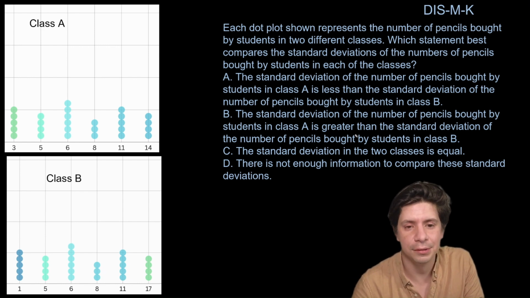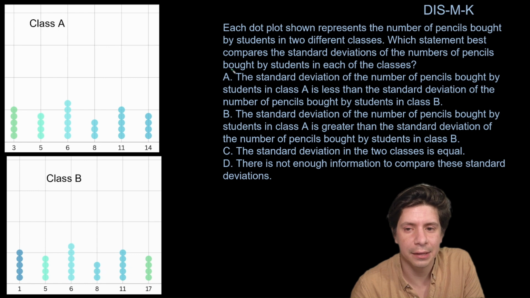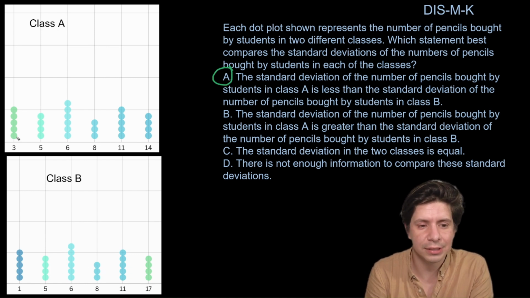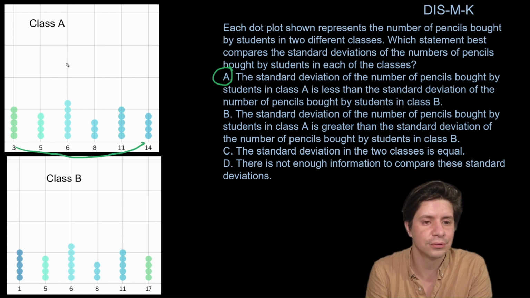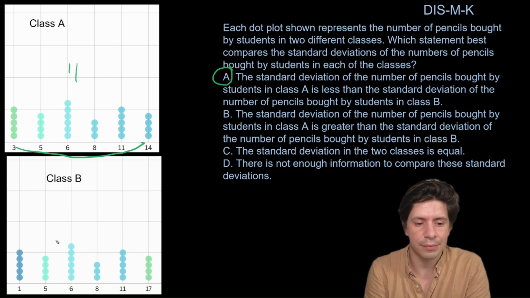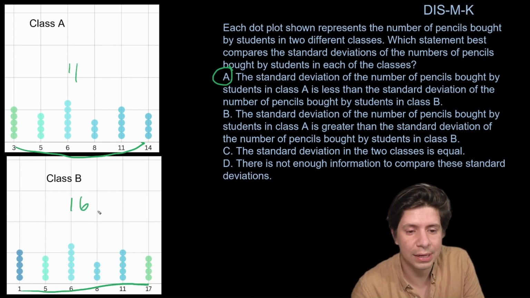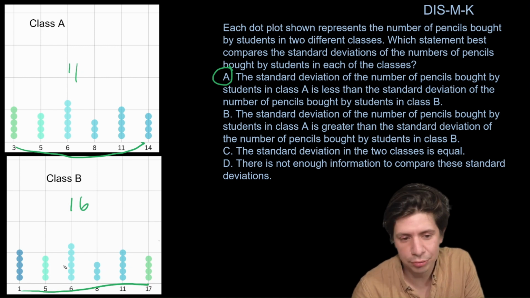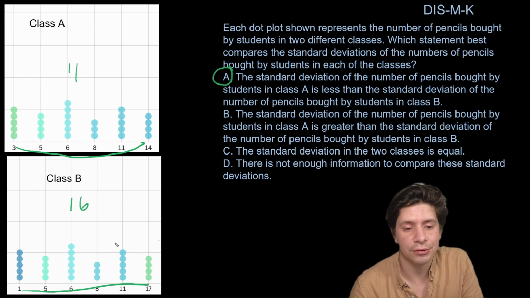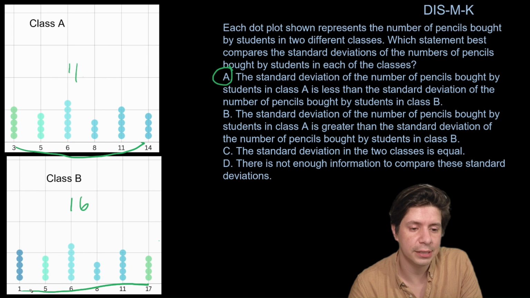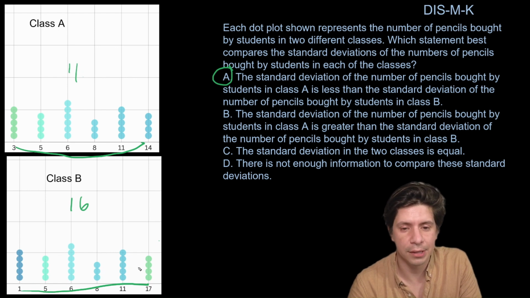So we can tell actually that it's going to be A, because class A and class B are identical, except here it's sort of closer because it's 3 and 14. The range is only 11, and everything else is the same. And here we have a range of 16 with everything else being the same. So either way, this one has a bigger range. Now, if these dots were moved around, then we'd have to do calculations to find it, and that's not something the SAT would ask you to do. So it's going to be about this change here, this spread being opened up by the 1 and the 17.